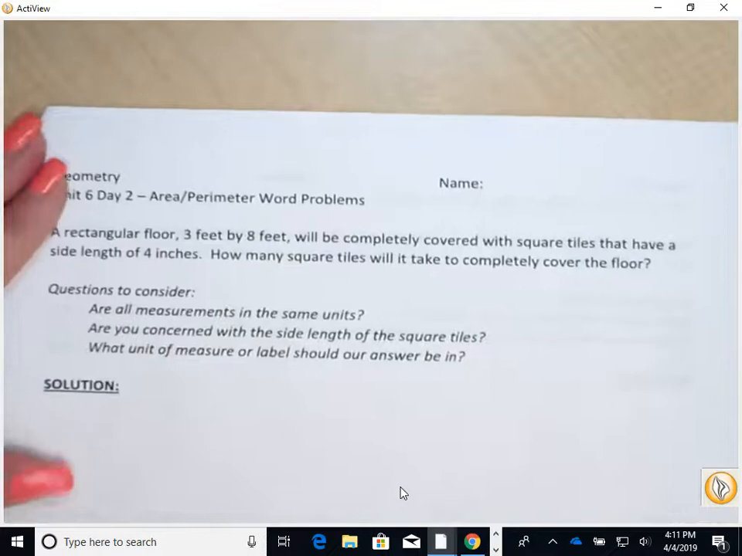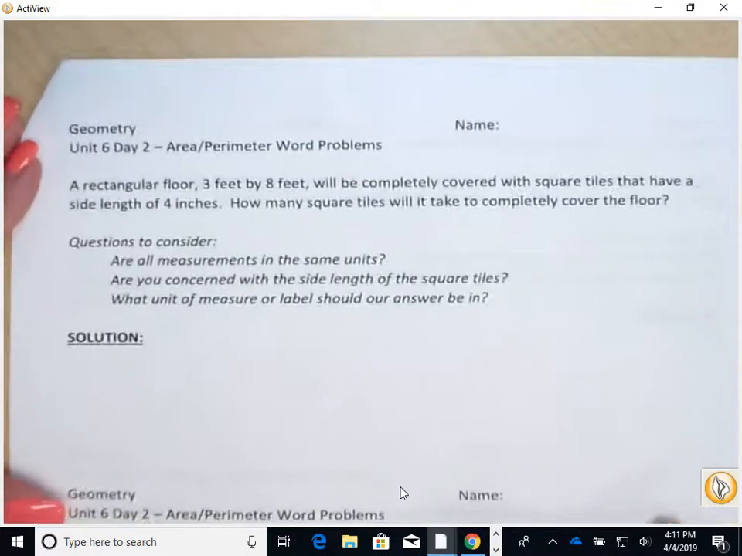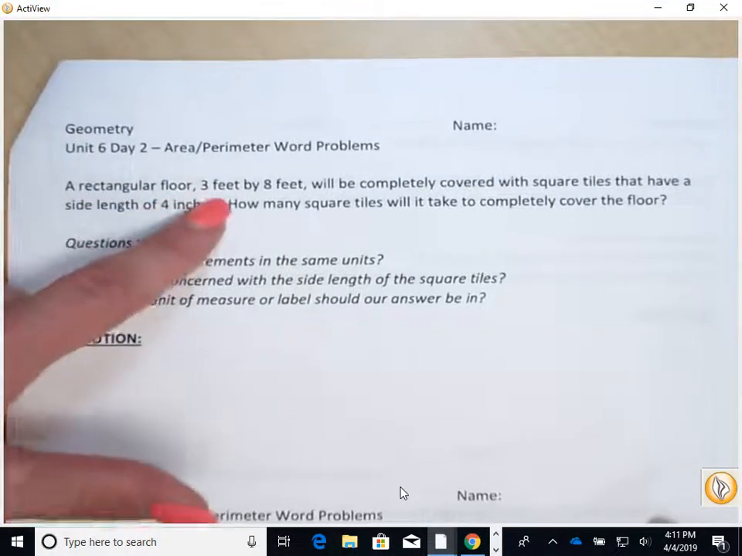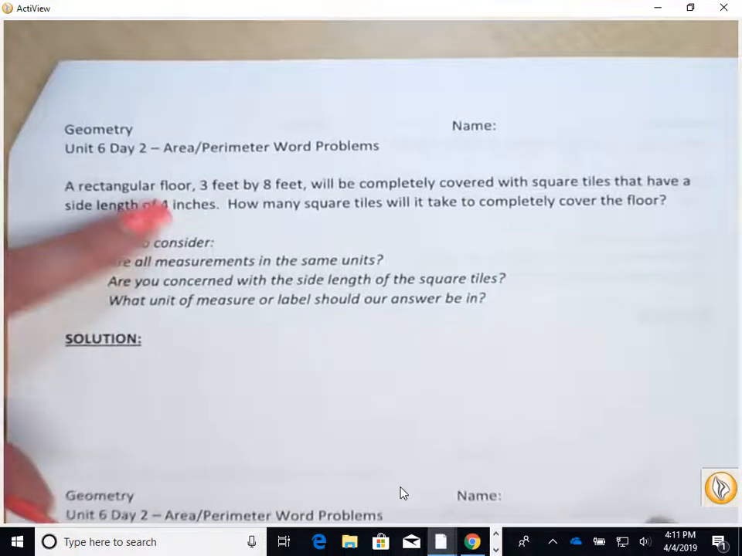Let's work some problems. Okay, it says a rectangular floor 3 feet by 8 feet will be completely covered with square tiles that have a side length of 4 inches. How many square tiles will it take to completely cover the floor? All right, so some things you want to consider. Are all the measurements in the same units? In this case, we've got feet and inches. So no, they're not.